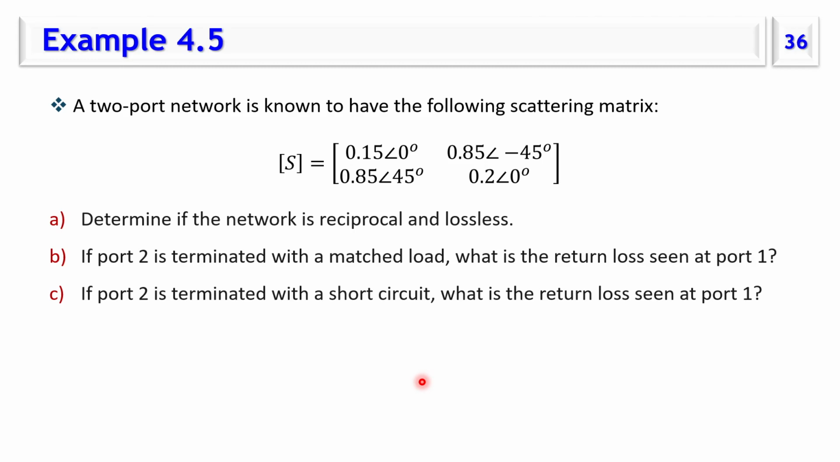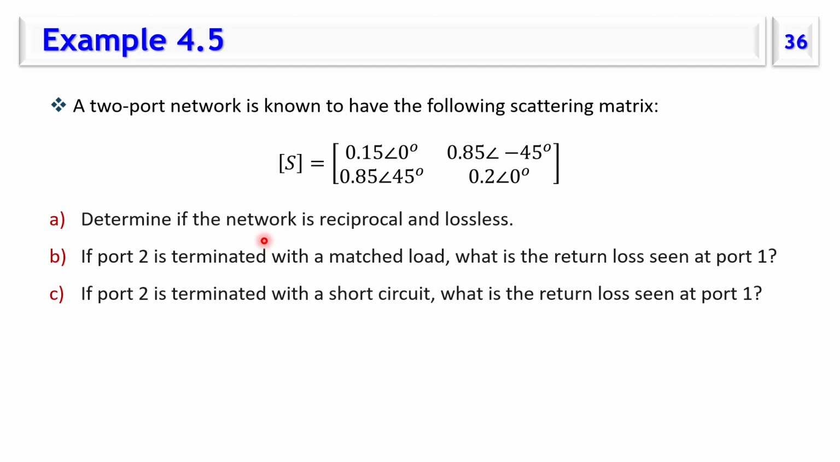We have a two-port network that has the following scattering matrix, and we have three questions. Determine if the network is reciprocal or lossless. If port 2 is terminated with a matched load, what is the return loss seen at port 1? If port 2 is terminated with a short circuit, what is the return loss seen at port 1?